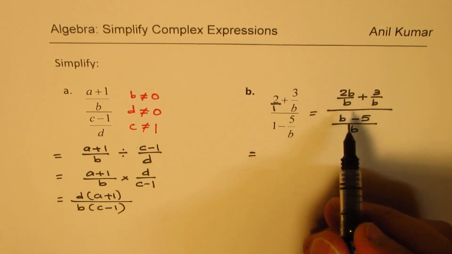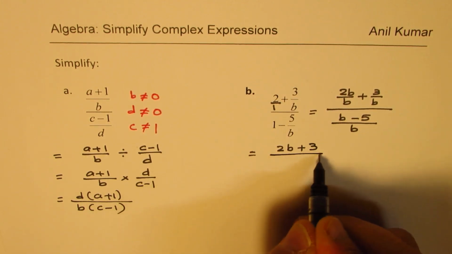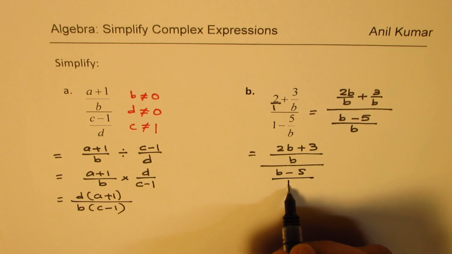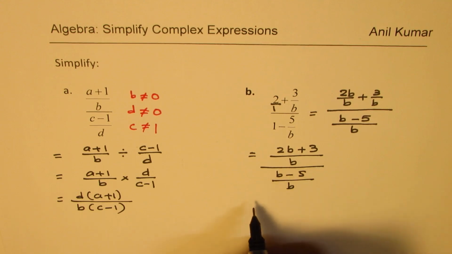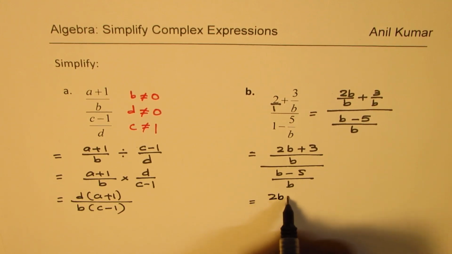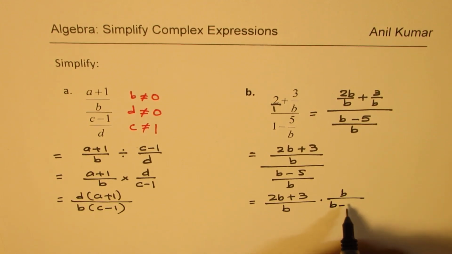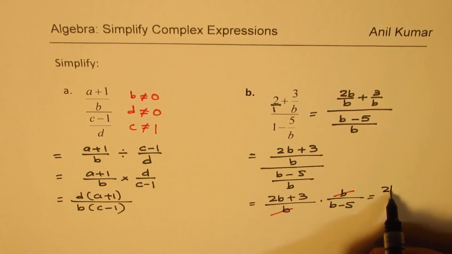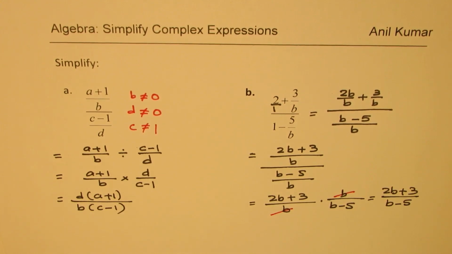Now we could combine the numerator. We have 3 plus 2b, or we could write this as 2b plus 3 over b divided by b minus 5 over b. Now in this case, again it is similar to what we started with. So we could write this as a multiplication. That is 2b plus 3 over b times b over b minus 5. Now here you could cancel b's, right? And then simplify this and write this as 2b plus 3 over b minus 5. So that is how you could simplify this.